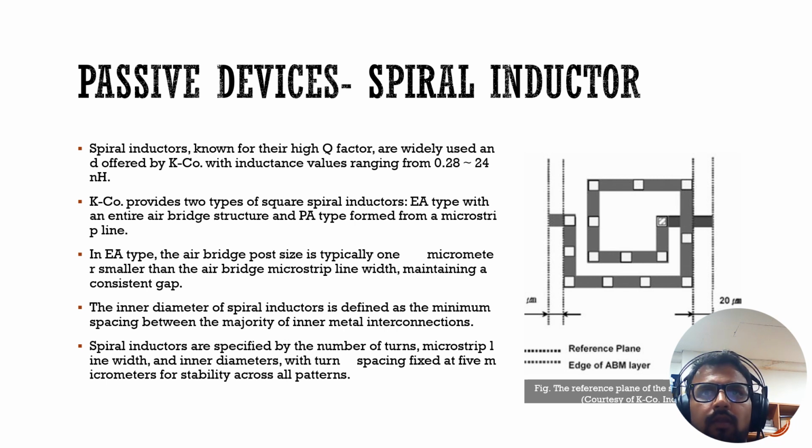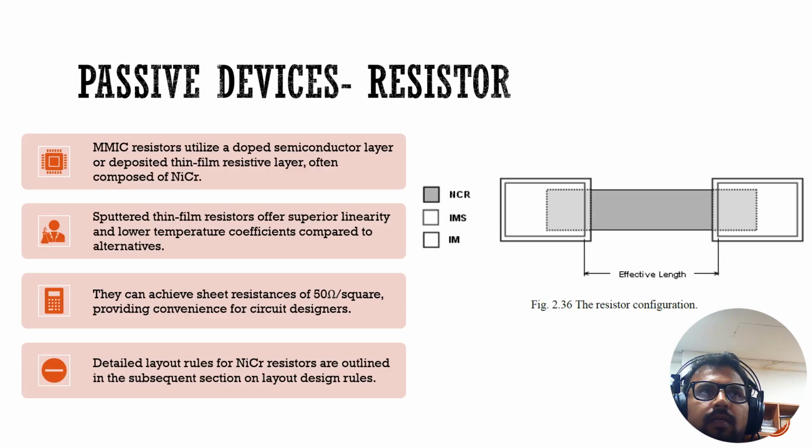In EA type, the air bridge post size is typically 1 micrometer, smaller than the air bridge microstrip line width, maintaining a consistent gap. The inner diameter of a spiral inductor is defined as the minimum spacing between the majority of the inner metal interconnections. Spiral inductors are specified by the number of turns, microstrip line width, and inner diameters, with the turn spacing fixed at 5 micrometers for stability across all patterns.